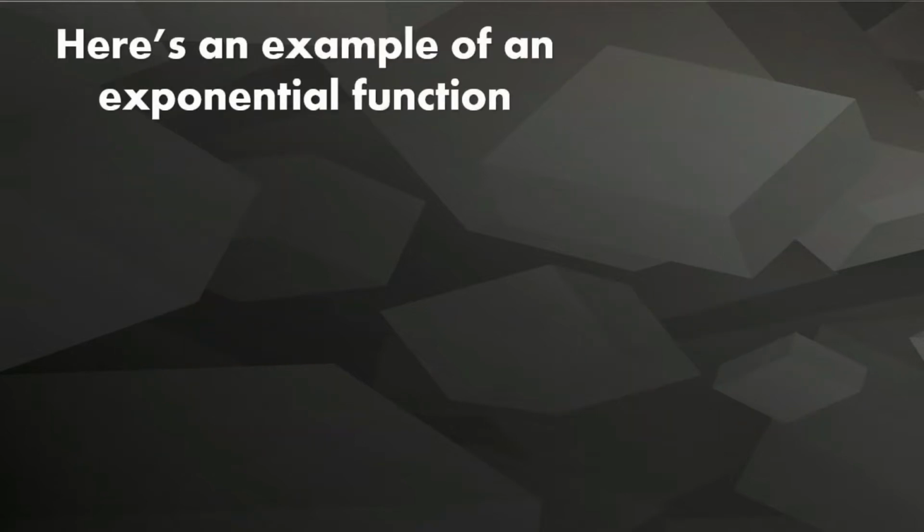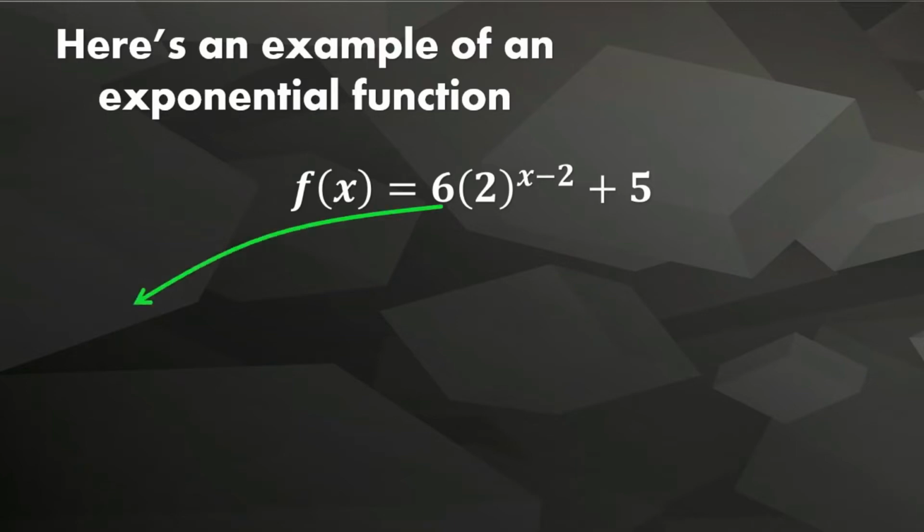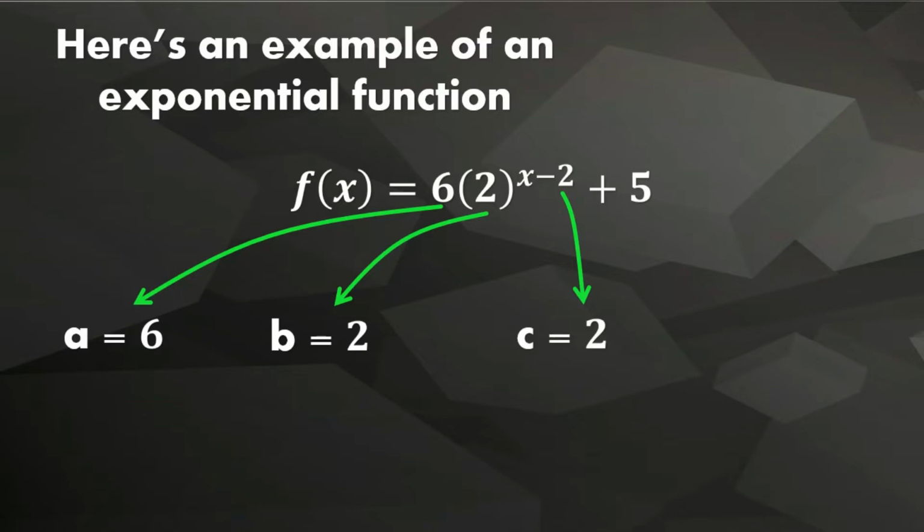Ito ay isang example ng isang exponential function. F of x is equal to 6 times 2 raised to x minus 2 plus 5. Dito, yung ating 6 ang siyang magiging letter A, and yung 2 na base ang siyang magiging letter B, samantala yung negative 2 sa taas ang siyang magiging letter C.